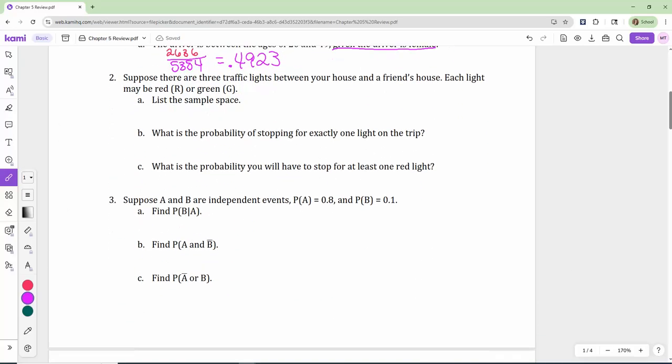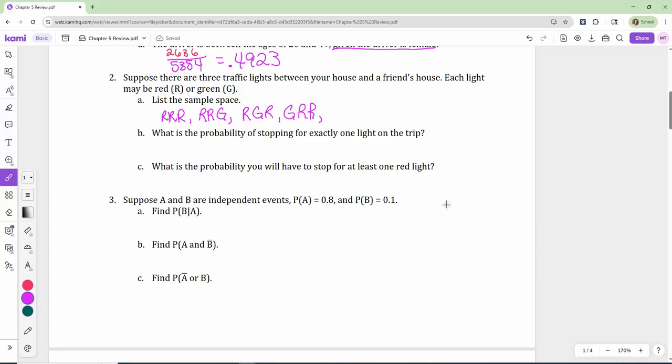Number 2. Suppose there are 3 traffic lights between your house and a friend's house. Each light may be red or green. List the sample space. What's a sample space? All the possible. Every possible combination. So I could have 3 red lights. Or I could have the first 2 red and the last one green. Or first red, middle green, last red. Or green, red, red. So that's every combination with 2 reds.